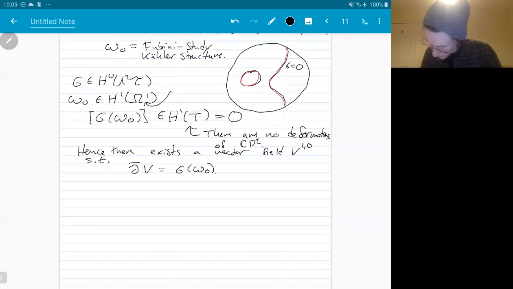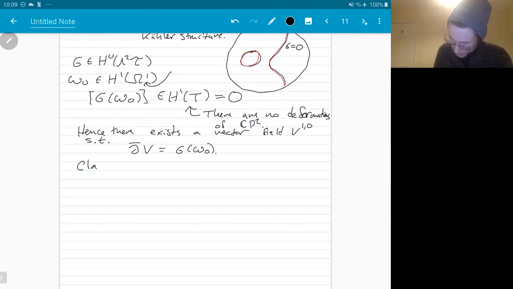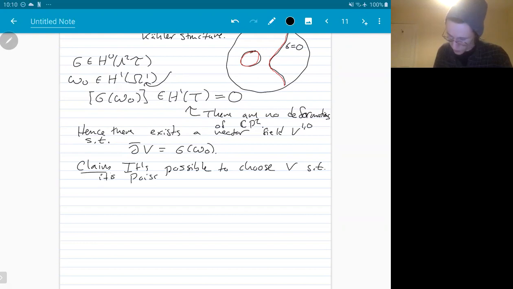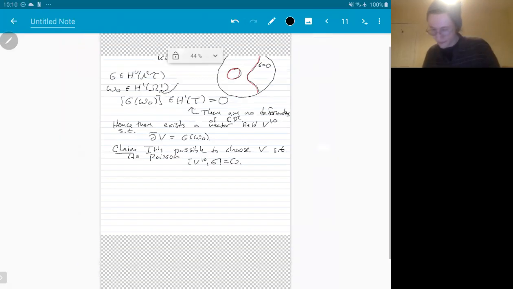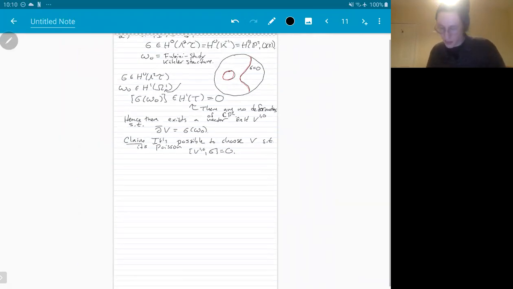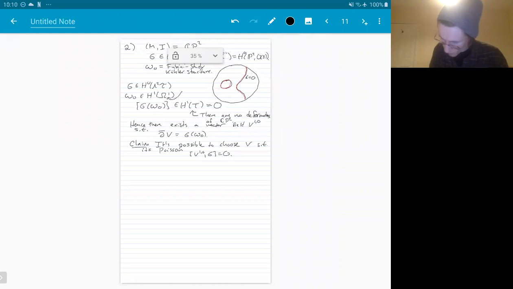Okay, so I claim that it's possible to choose V so that it's also a Poisson vector field. The way to do that is, what's kind of nice, we actually can use sigma itself to do it. So here's what we can do.